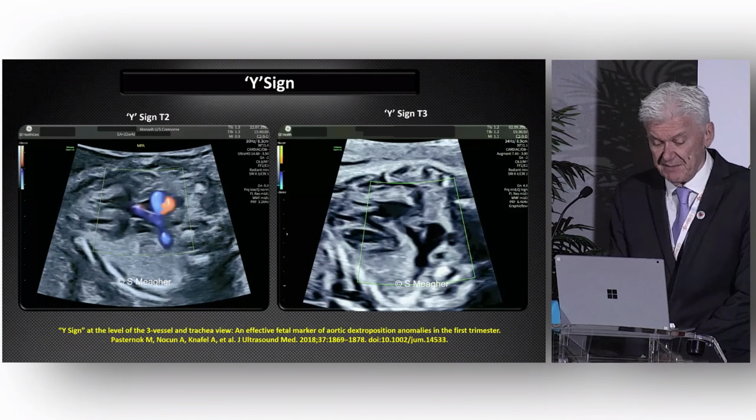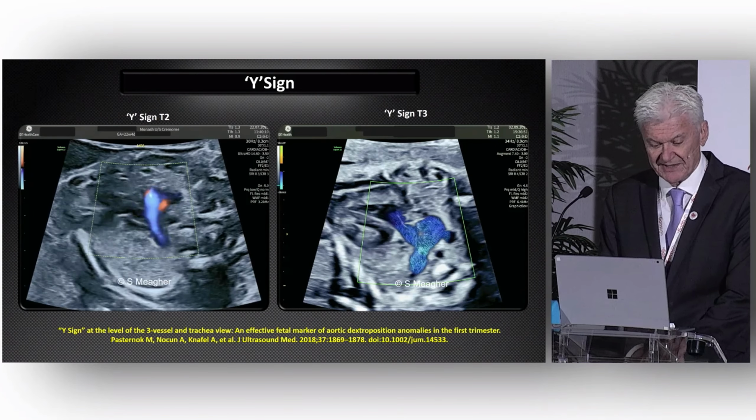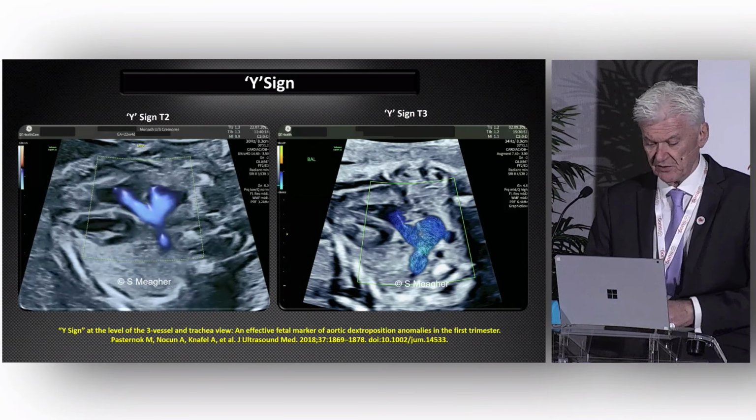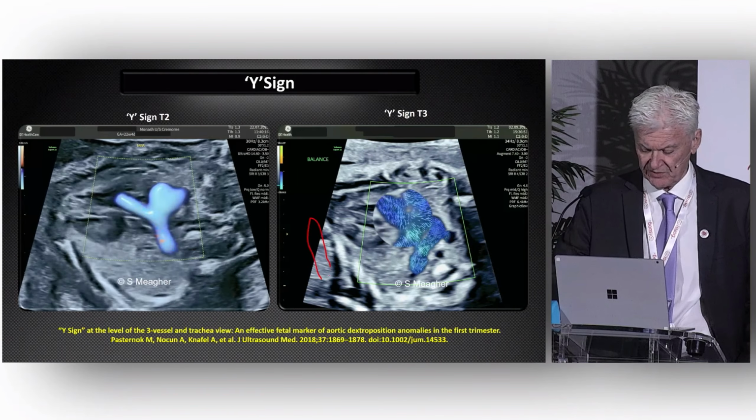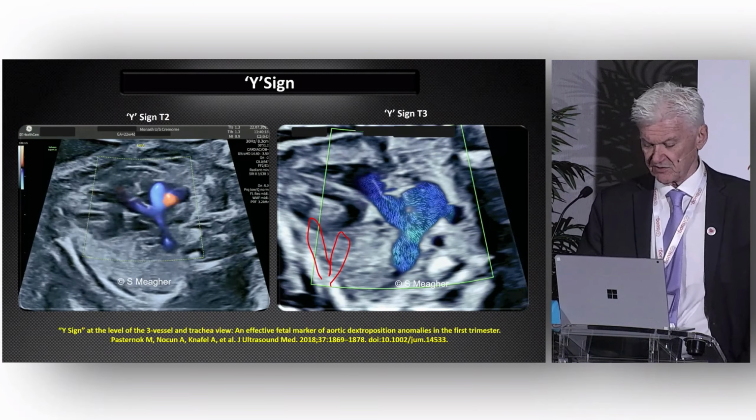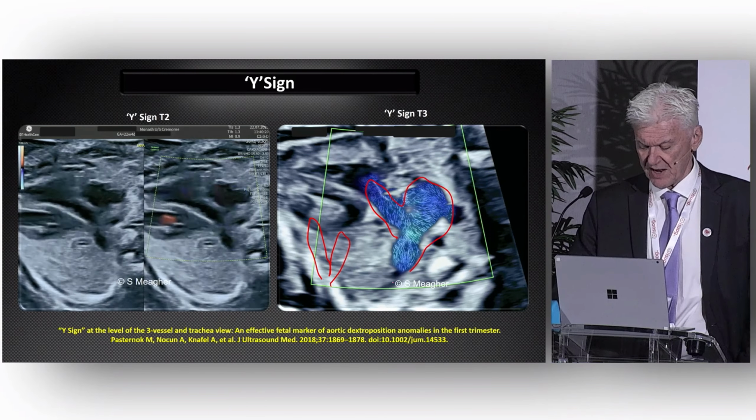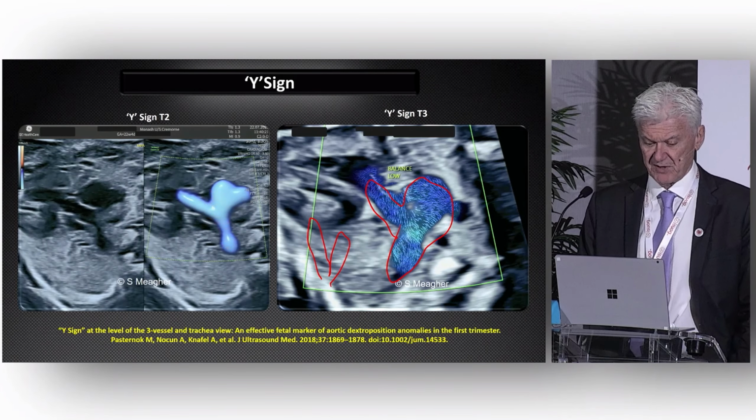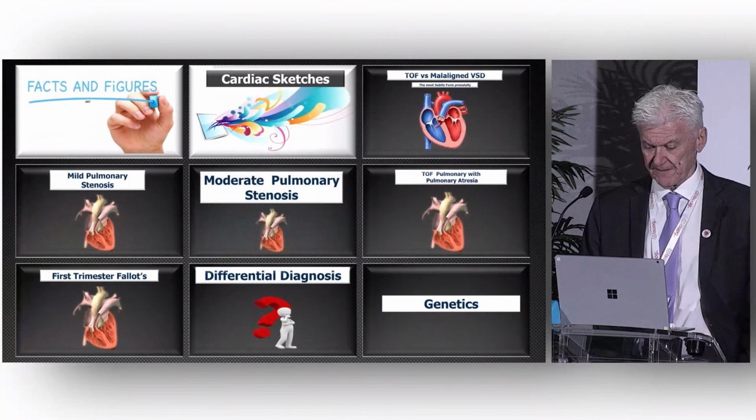In fact, in many, many years of scanning babies with Tetralogy of Fallot, I didn't appreciate this Y configuration of the three-vessel tracheal view, because the normal three-vessel tracheal view should look like so. And this looks like the letter Y. That's why it's called the Y sign. But it's a super powerful marker in the first trimester of pregnancy for Tetralogy of Fallot.